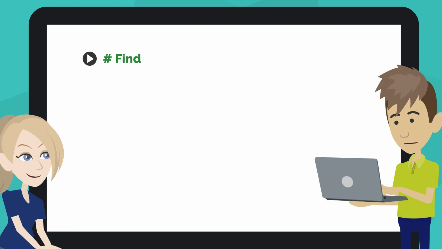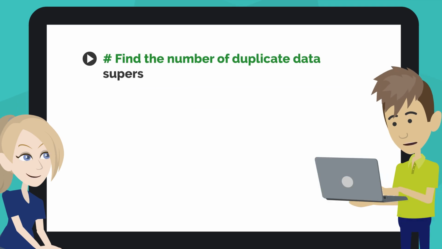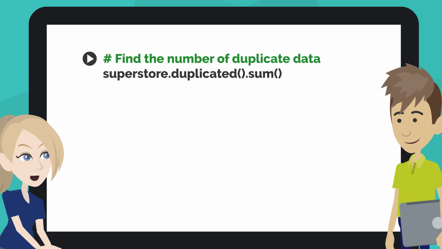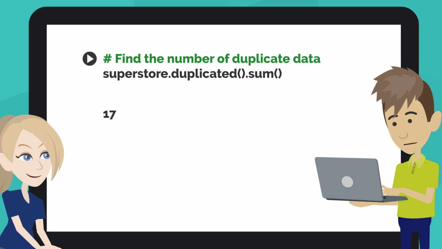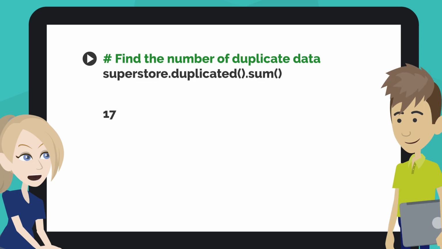All right. Type the code like this into the next code cell of your notebook. What does this code mean? This code finds the number of duplicate data. The pandas.DataFrame.duplicated method finds duplicate rows in a data frame. Got it. Click on the play button or hit Shift plus Enter. Result shows that there are 17 duplicated rows.